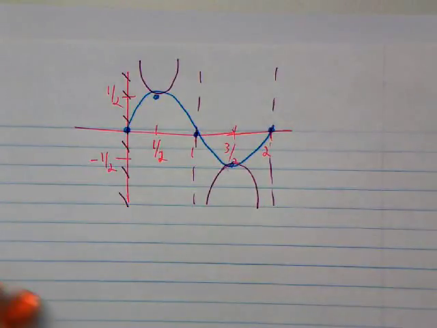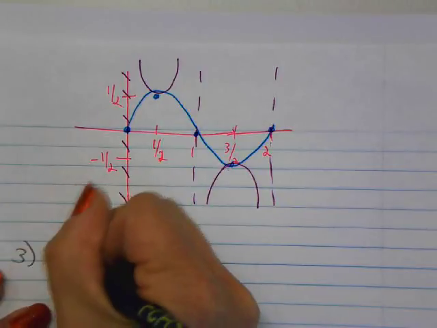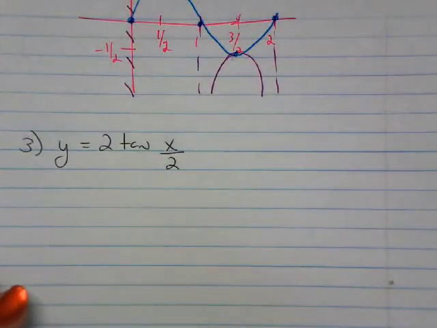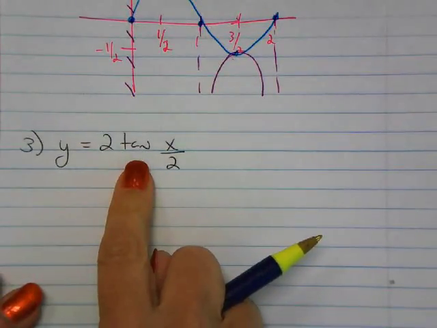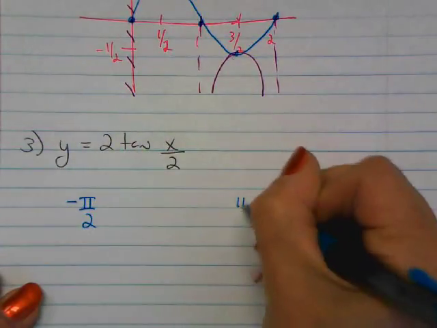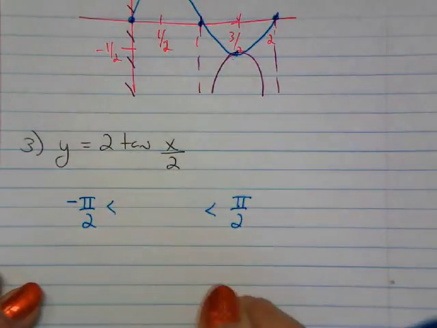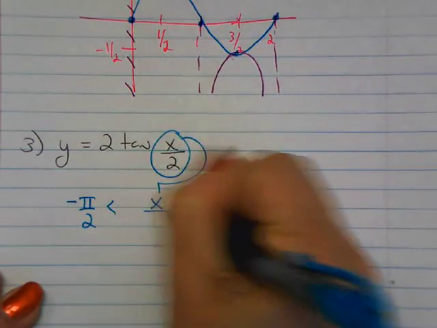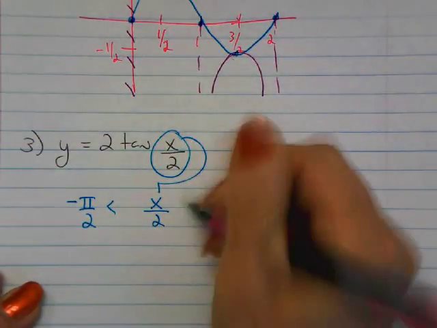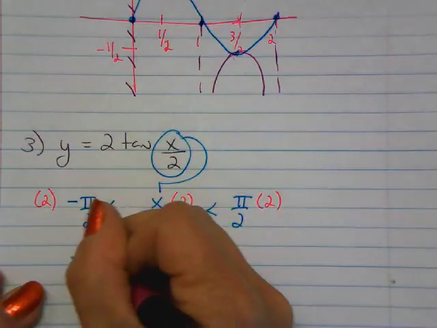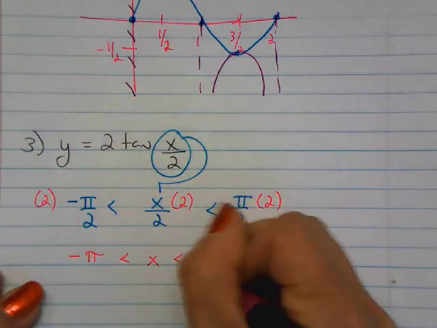Alrighty, let's try to do y equals 2 tangent x over 2. Now, tangent and cotangent graph totally differently. You need to remember that tangent oscillates between negative pi over 2 and pi over 2. And you take whatever I have here after the function, and that's what goes over here. Now I'm going to multiply by 2 so that I can get x by itself. So I get negative pi is less than x is less than pi.